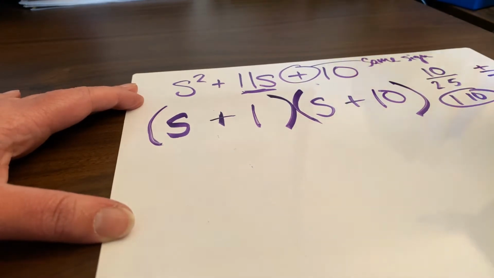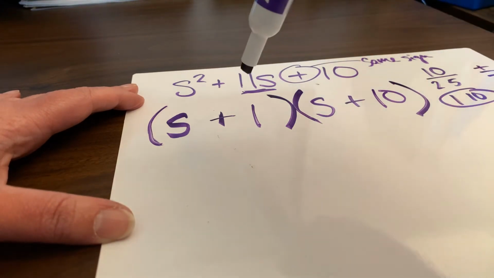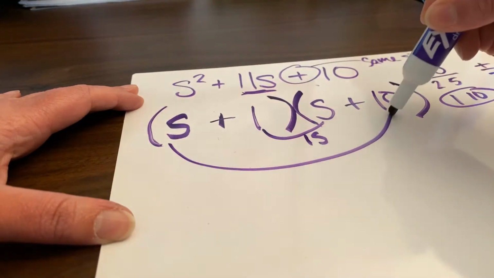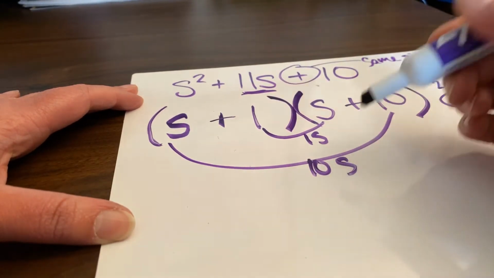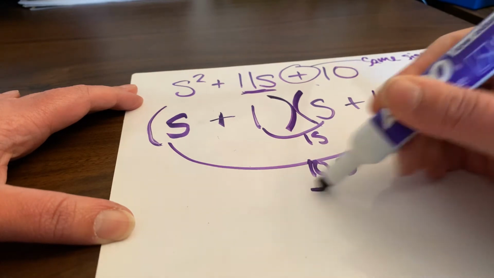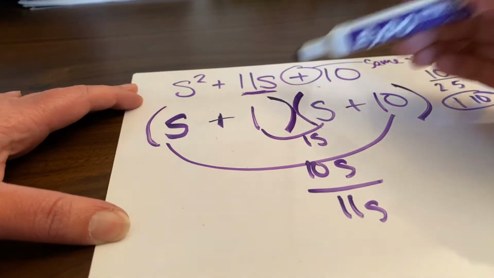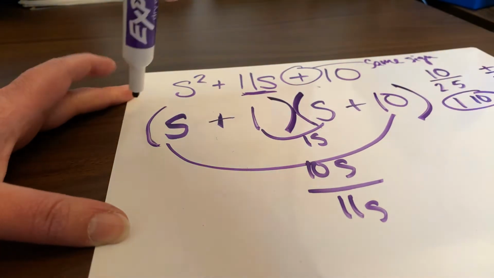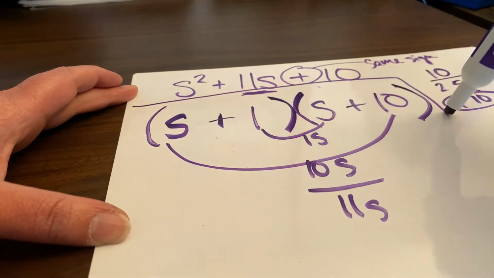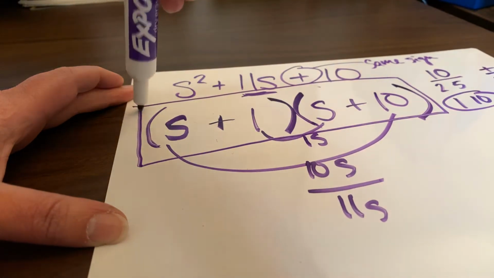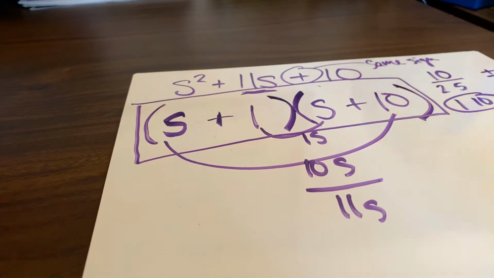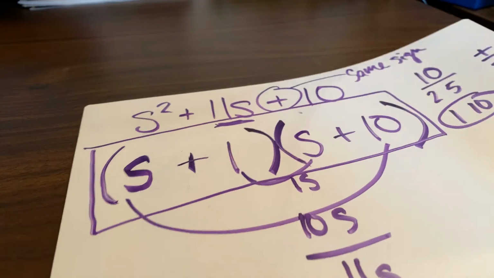But we can double check, right? 1 times s is 1s. s times 10 is 10s. And 1s plus 10s is 11s. And that is our middle term right there. So we have successfully factored the trinomial that we started with. Our answer is s plus 1 times the quantity s plus 10. Let's try another one.